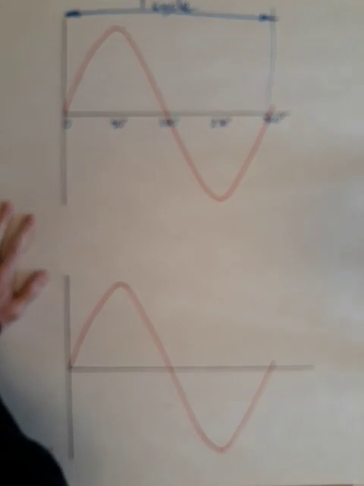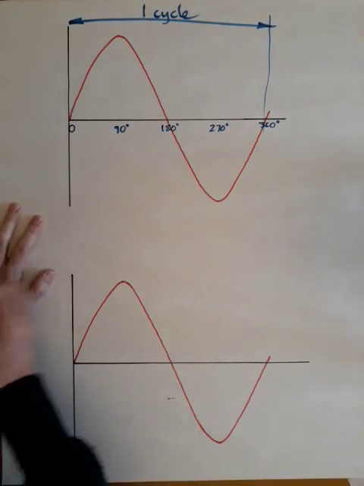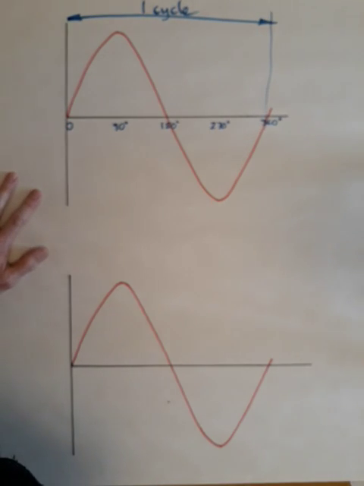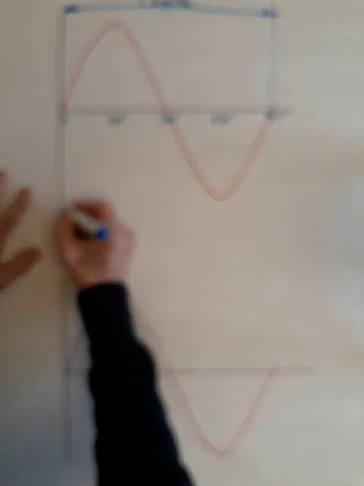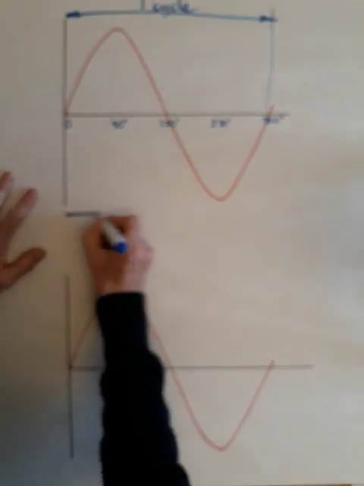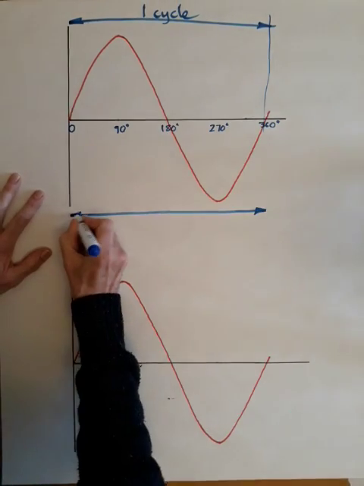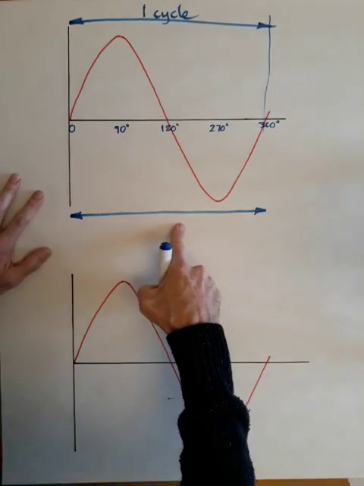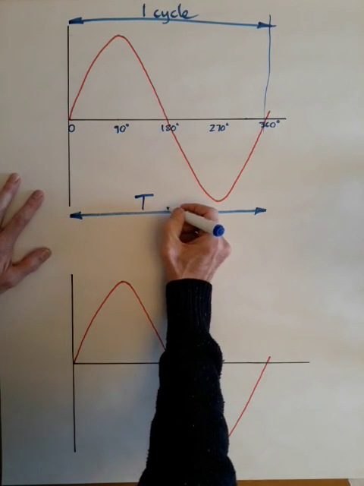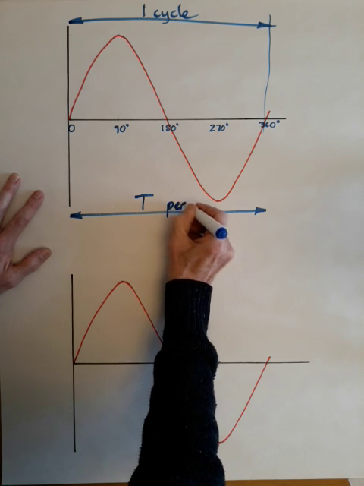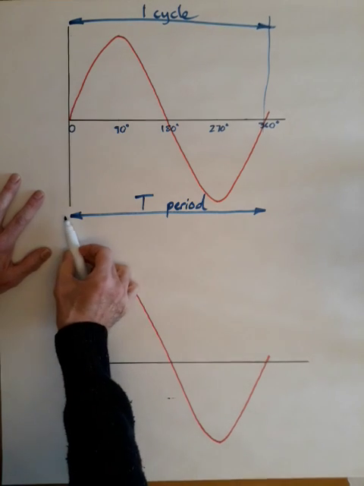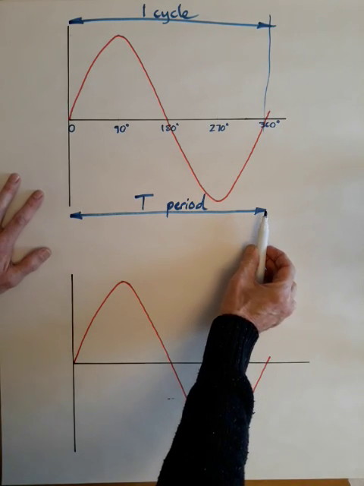For example, in our main supply, we have a 50 Hertz supply. That means one of these occurs 50 times every second. We'll deal with that in a moment. But that means for one of these to occur is 20 milliseconds. So the time taken to complete one cycle, this is the time, is called T, the periodic time or the period. So the period or the periodic time, and that's in seconds, the time taken to complete one cycle.